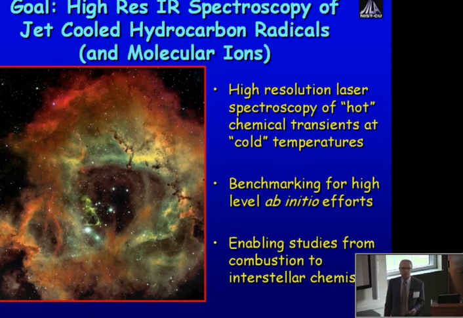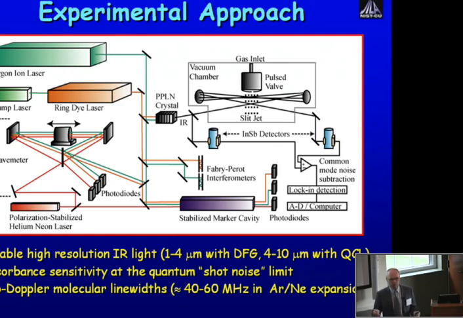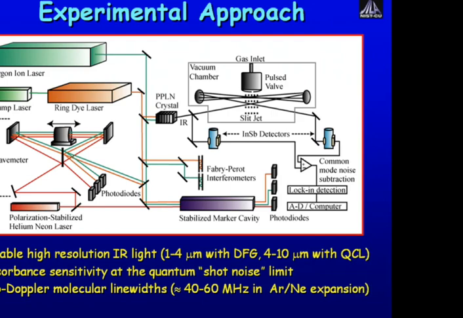of radicals in the interstellar medium. Okay, so the tools that we use are high-resolution infrared spectroscopy. And the basic idea, this is a fairly savvy audience in all these sorts of ways, but basically we're using what we call slit supersonic jet discharge expansions. That allows us to get long path lengths and high sensitivity for detection of radicals that are then cooled in a supersonic expansion down to on the order of 10 or 15 degrees Kelvin or so.